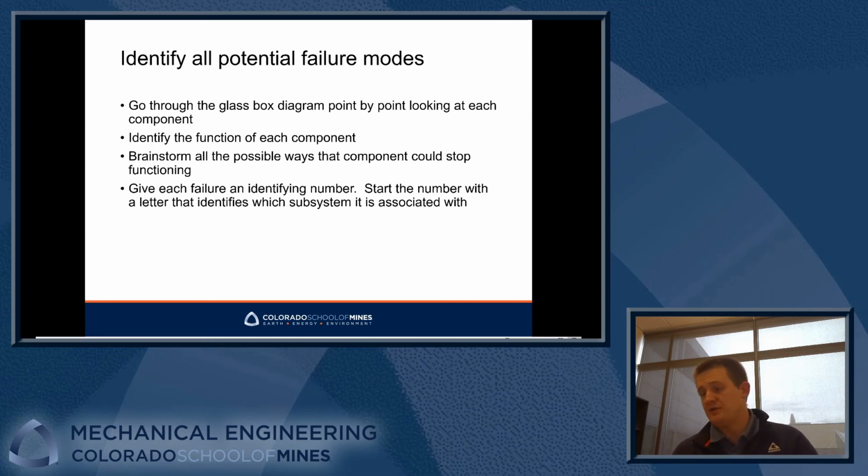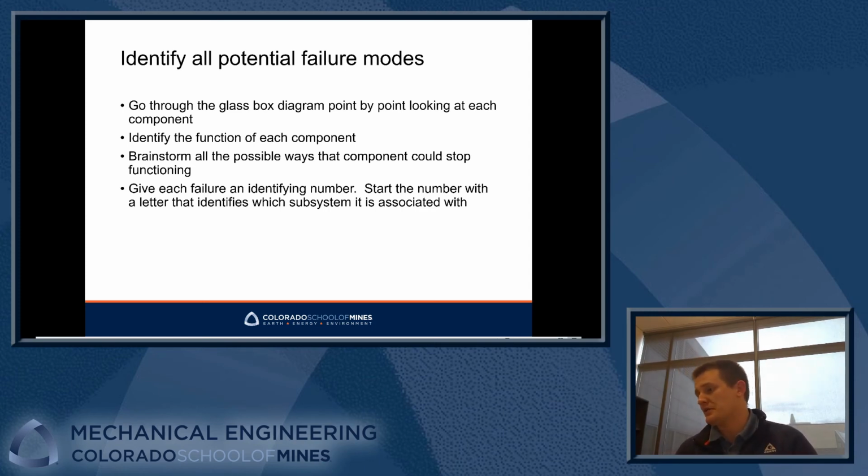So you go through the glass box diagram point by point, looking at each component, and you want to identify the function of the component. So what is it supposed to do during normal operation? Then as a team, you brainstorm all the possible ways that that component can stop functioning, right? So for some components, it might be very straightforward. There's only one really way that it could stop working. For other components, it could be more complex, right? There's different failure modes, different ways that the component could stop working.